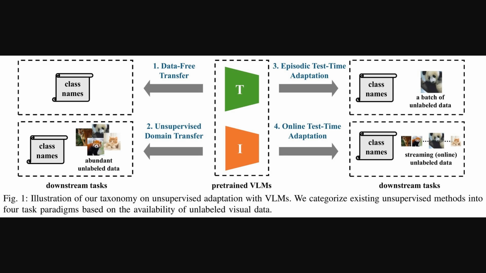Okay, and this diagram really lays out that taxonomy visually. At the center, you have the pre-trained vision language models, which are the starting point. The 4 adaptation methods then branch out, depending on the data available. On one side, you have data-free transfer, which uses only class names, and unsupervised domain transfer, which uses a large collection of unlabeled images. On the other side, we see methods for adapting during inference, like episodic test time adaptation for small batches, and online test time adaptation for a continuous data stream.